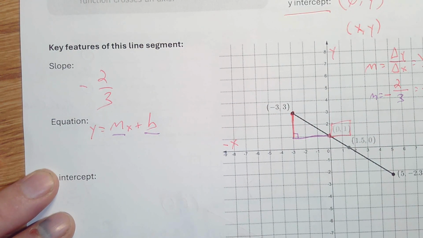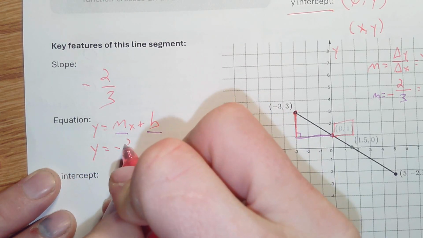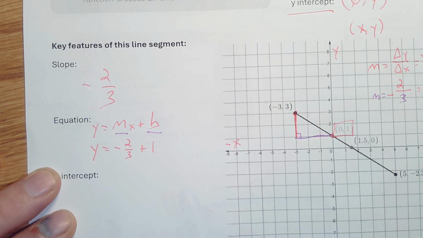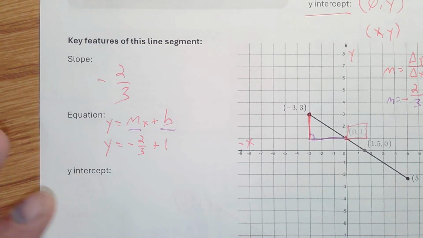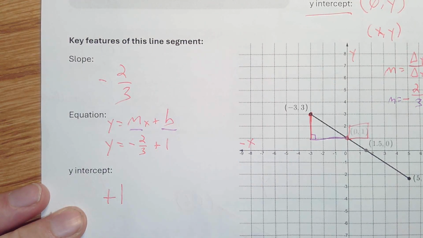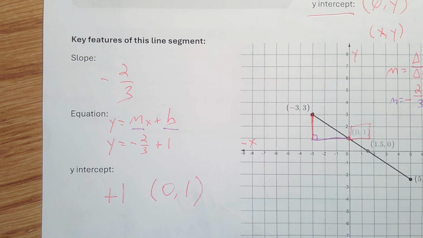Okay, so might as well just use that to say that y equals negative 2/3 x plus 1, because that is our y-intercept. So now we have an equation, because we know our y-intercept is plus 1, right? Or (0, 1) is also acceptable. Okay, so what's the x-intercept?